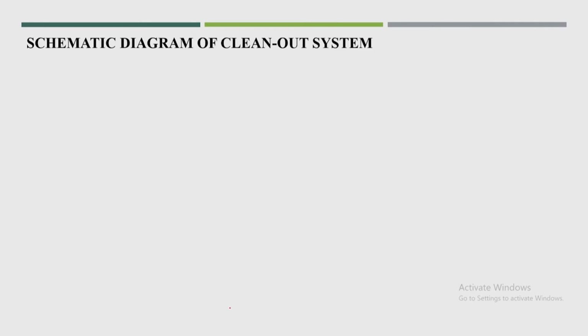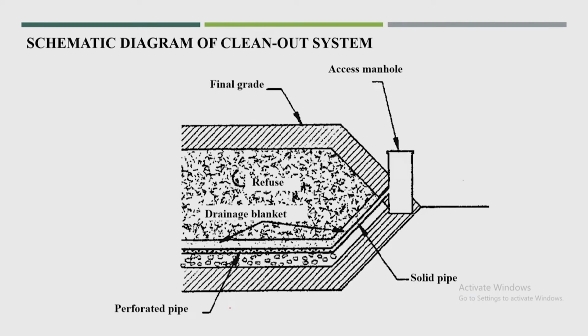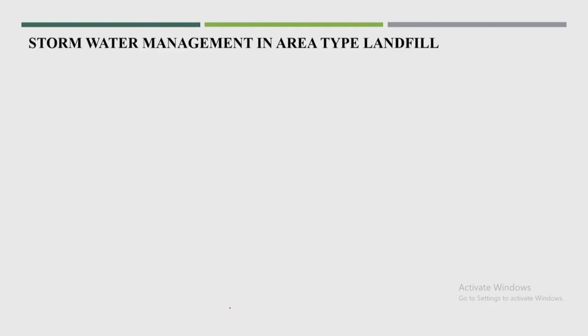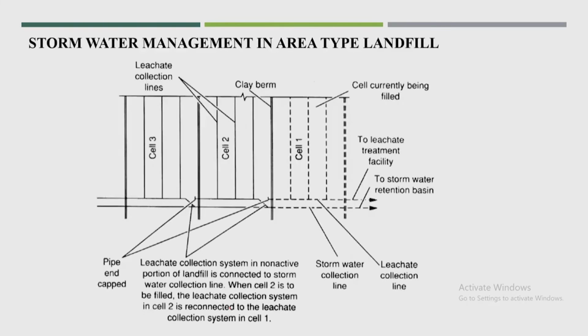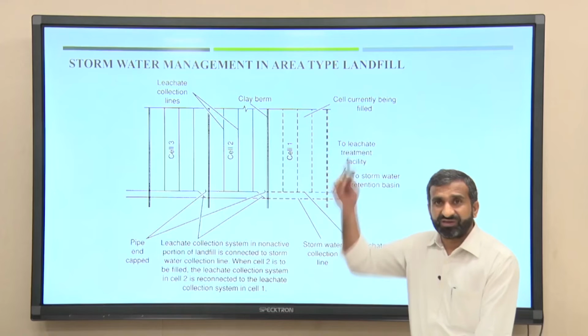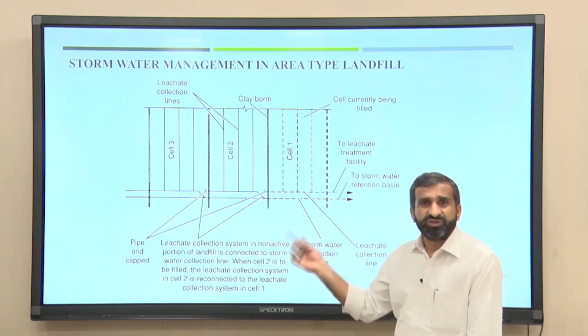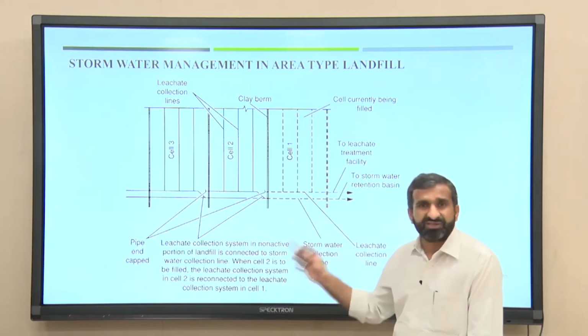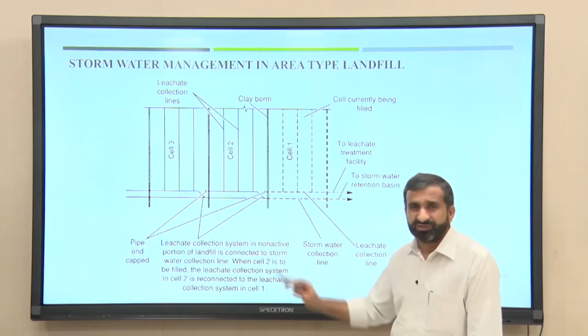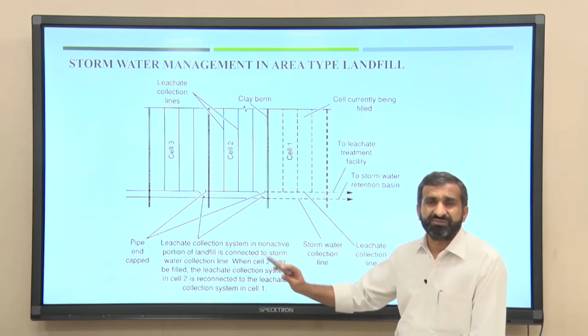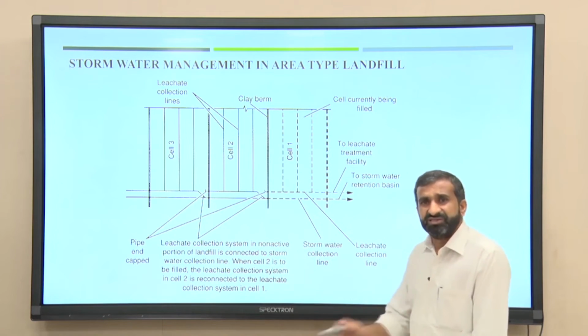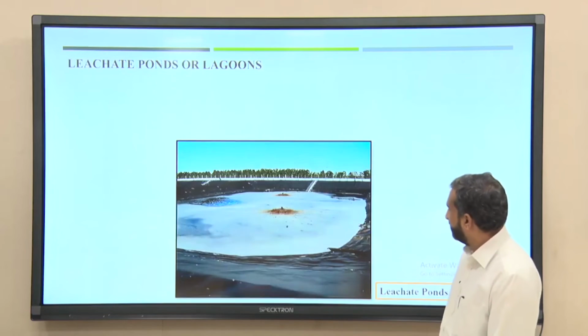So, this is one more diagram of a clean out system. All the pipes are connected with the manholes, where the entire leachate is getting collected. And here the leachate collection is separate, and even storm water or whatever precipitation, the surface water should be collected separately, and their collection also will be separate. Their storage also is separate, because that won't have that kind of pollutants, but the leachate should be collected separately.